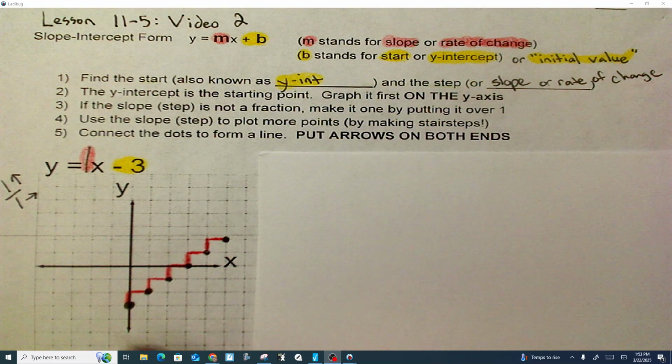Now after you've gotten enough points, and this is more than enough too, if you can get about 3, that's usually plenty. Go ahead and connect all your dots with an arrow on both ends.